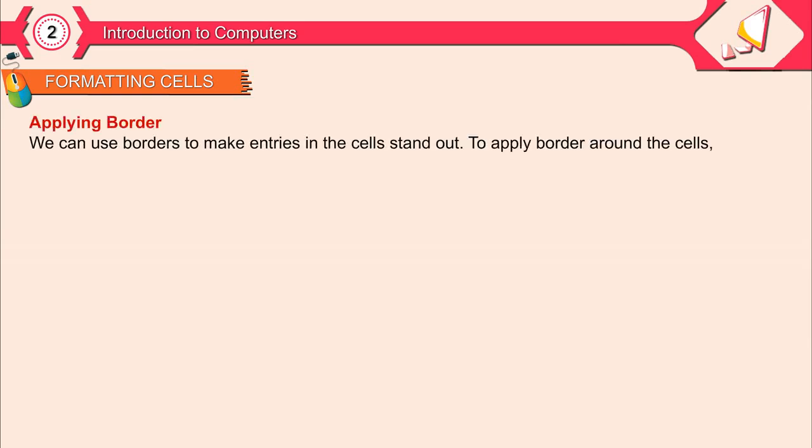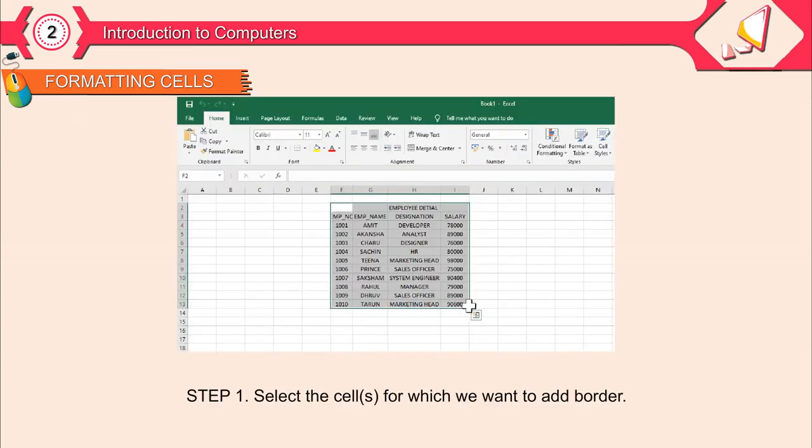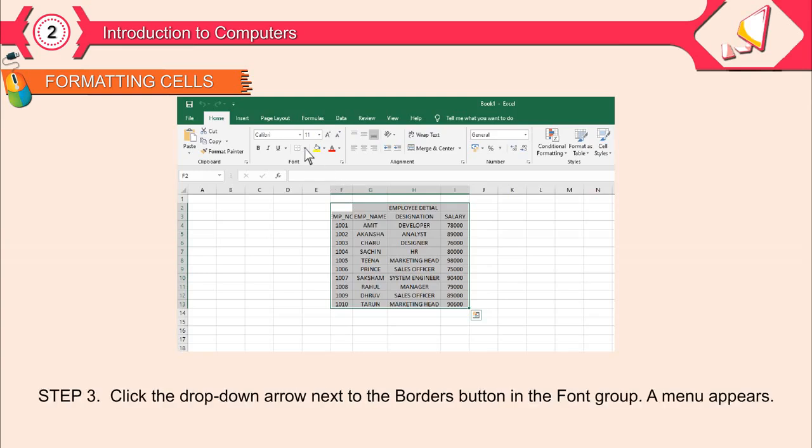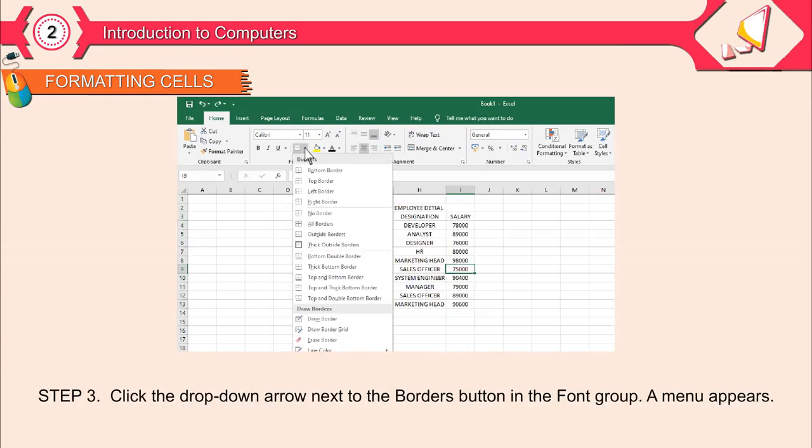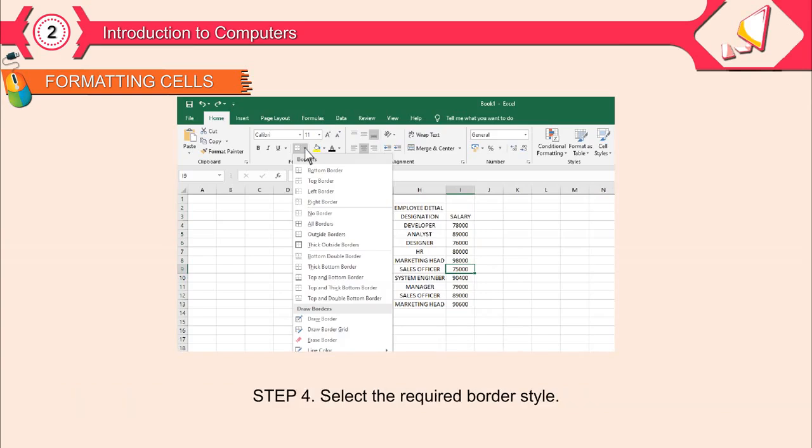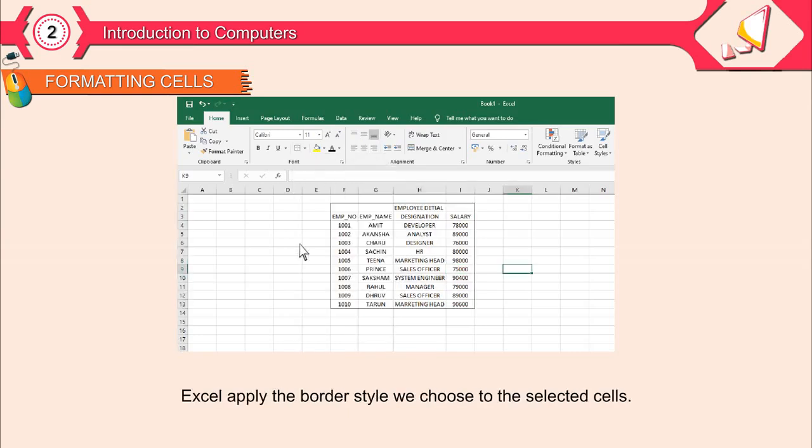Applying border. We can use borders to make entries in the cells stand out. To apply a border around the cells, follow the given steps. Step 1. Select the cell for which we want to add a border. Step 2. Select the Home tab. Step 3. Click the drop-down arrow next to the Borders button in the font group. A menu appears. Step 4. Select the required border style. Excel applies the border style we choose to the selected cells.